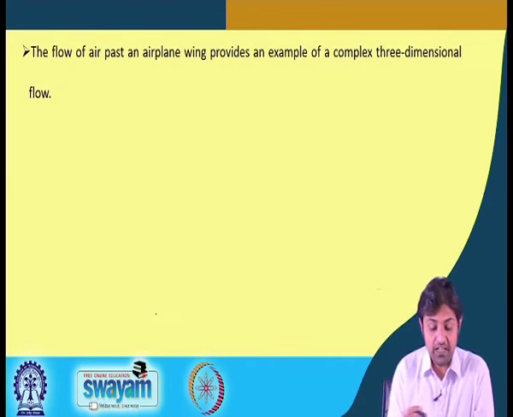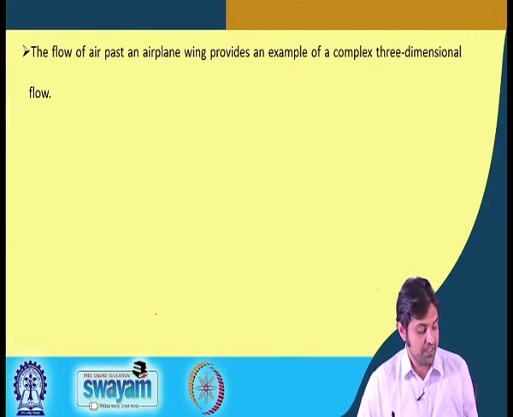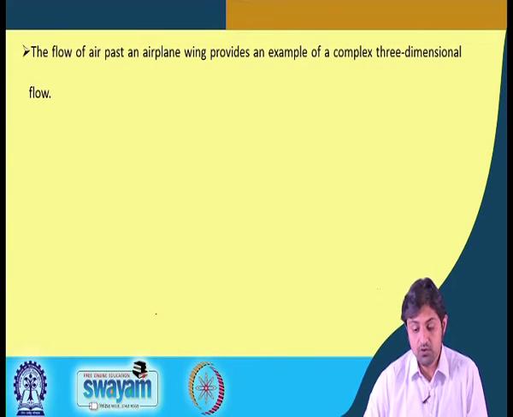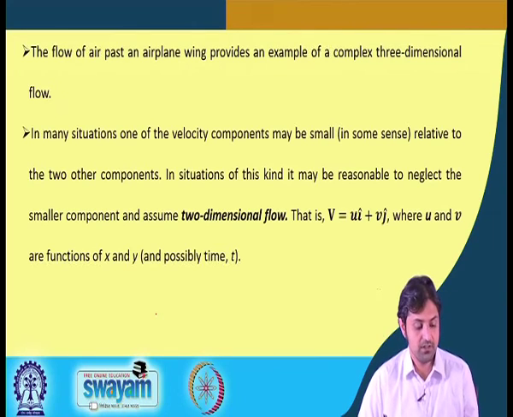The flow of air past an airplane wing provides an example of a complex three-dimensional flow. How? Because the aeroplane is moving, so the velocity will be changing also in time, and also because the plane is moving, the velocity will also be a function of x, y and z. At different points the velocity could be really different.